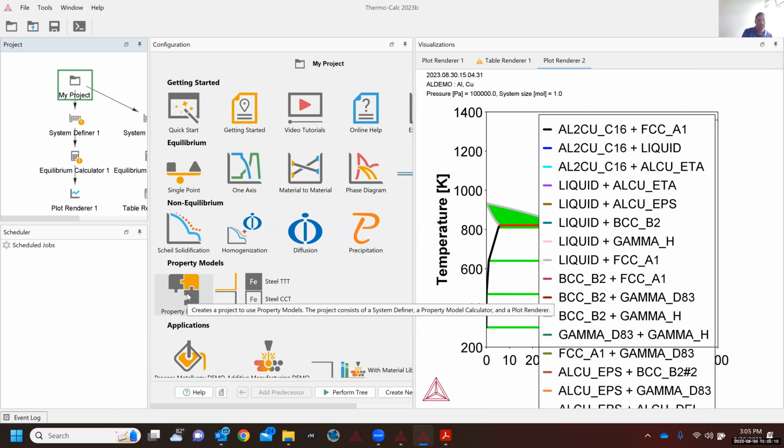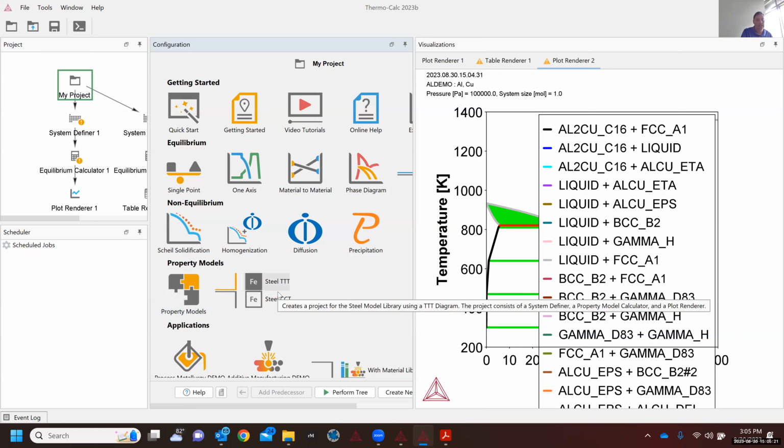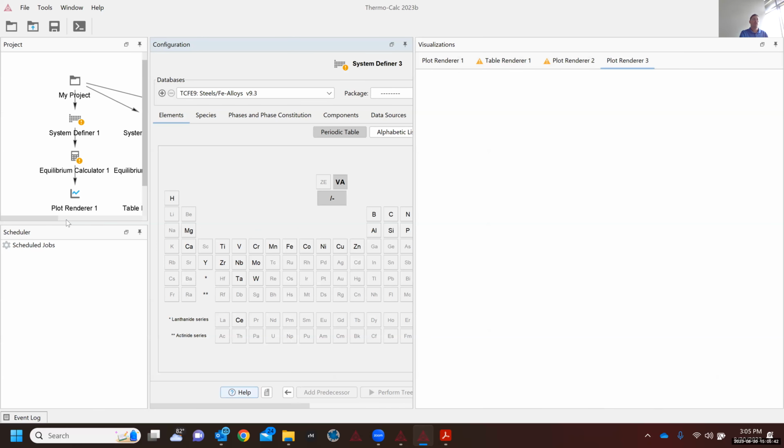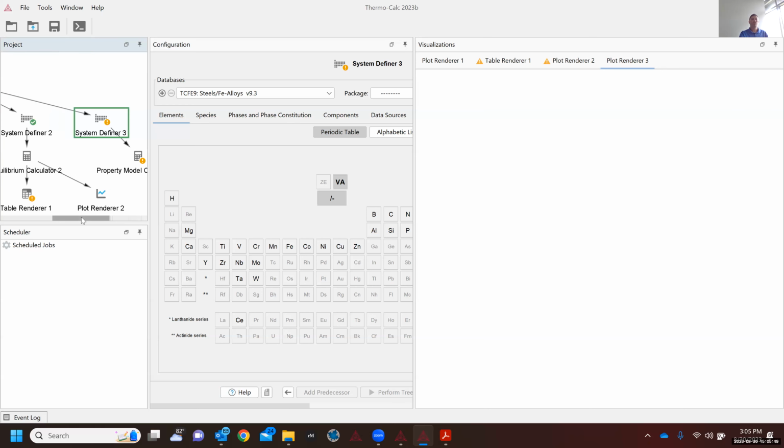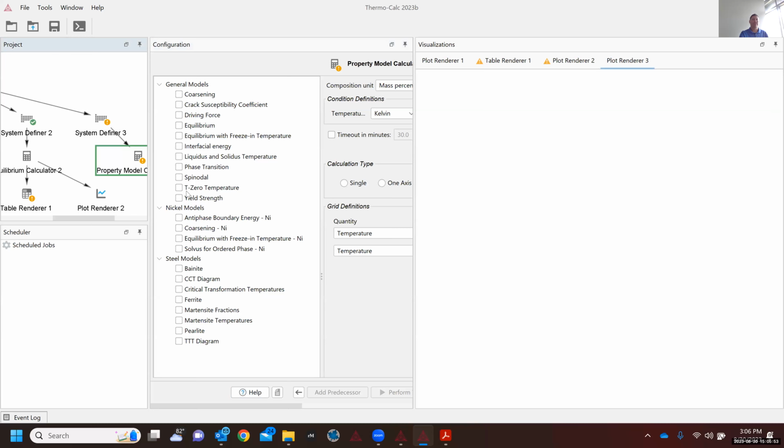The other nice thing that's in the graphical mode is these property models. With these, you can actually calculate TTT diagrams or CCT diagrams, time temperature transformation or continuous cooling transformation diagrams. I believe the CCT only works for steels. It's still pretty cool if you're working with steels. I've done a TTT diagram, I think, for things not steels, but I can't remember how well that worked. But these are all these different property models.